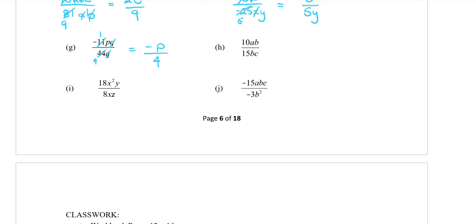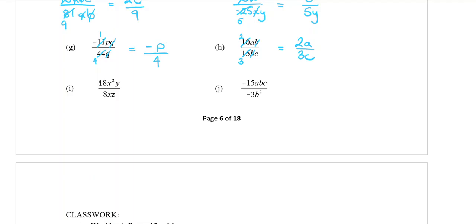Question H, 10ab over 15bc. We can divide by 5 to get 2 and 3 to simplify the numbers down. We can cancel a b with a b, but the a and c will stay. So the leftovers are 2a on the top and 3c on the bottom.